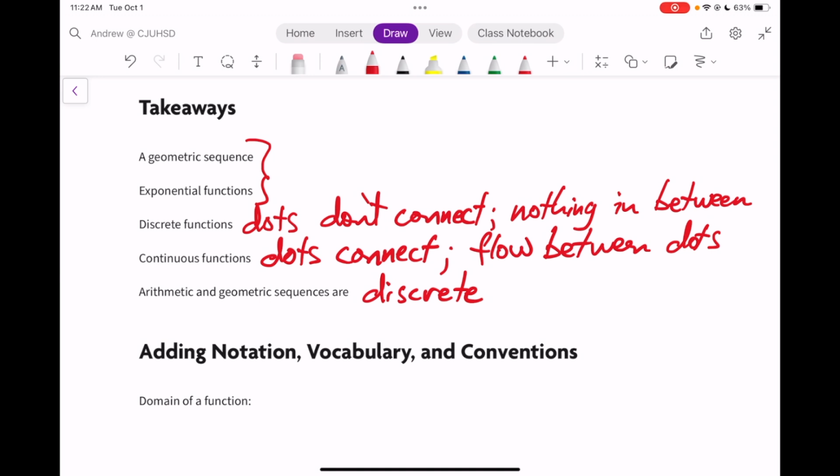Now, geometric sequences and exponential functions, they are the same in the sense that they have the same form, they have a multiplying that's going on. The difference between the two is that exponential functions are continuous. You'll be able to see a continuous function because everything is connected with a smooth curve. The discrete functions, they will just be a series of dots.